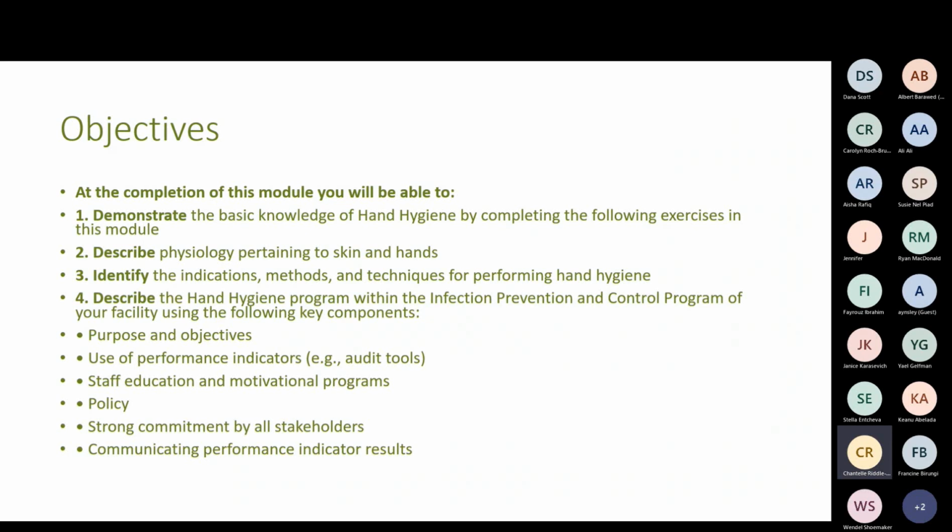You'll be able to describe physiology pertaining to skin and hands. You'll be able to identify the indications, methods, and techniques for performing hand hygiene. Describe the hand hygiene program within the infection prevention and control program of your facility using the following key components. What's the purpose and objectives? The use of performance indicators like audit tools, staff education and motivational programs, policy, strong commitment by all stakeholders, and communicating performance indicator results.